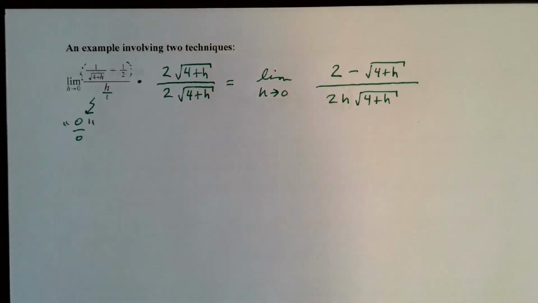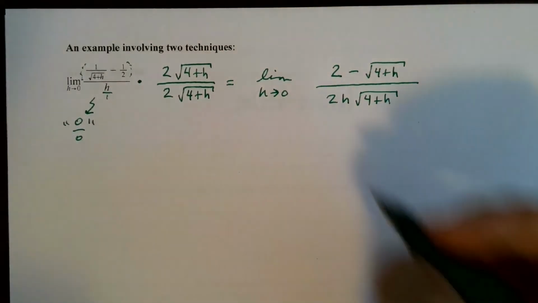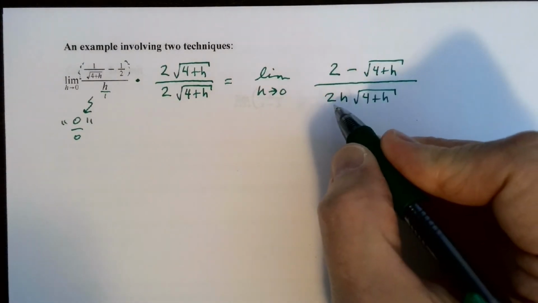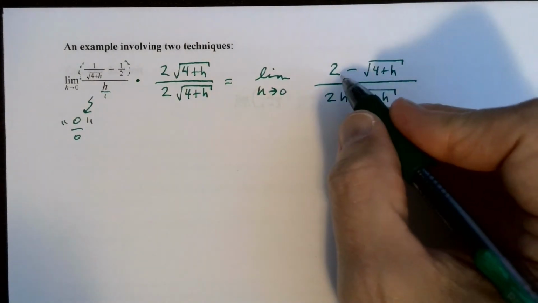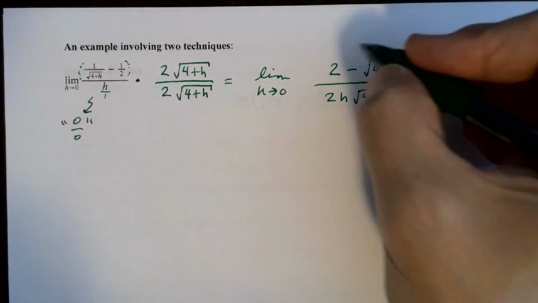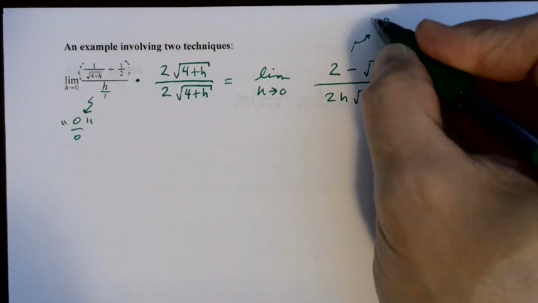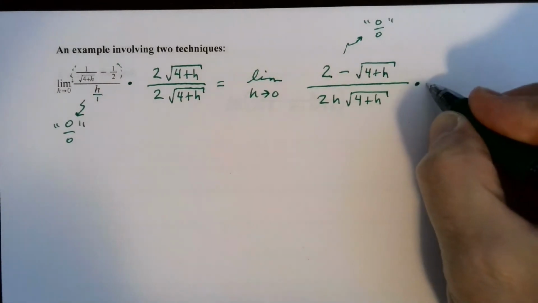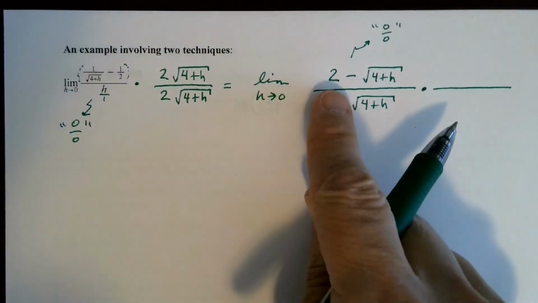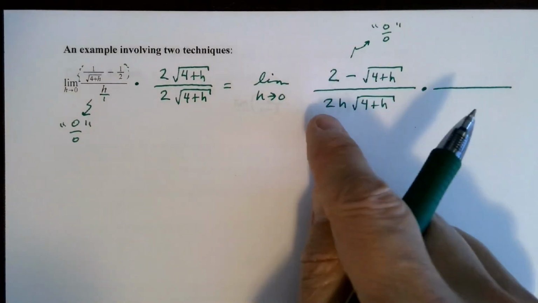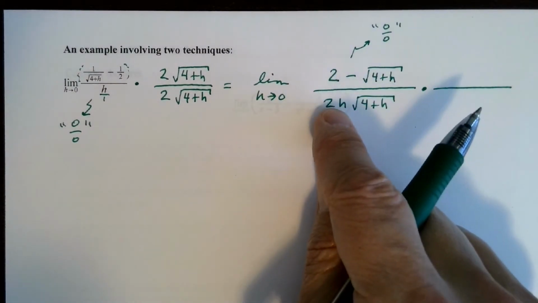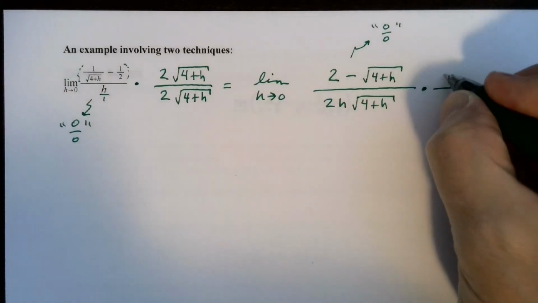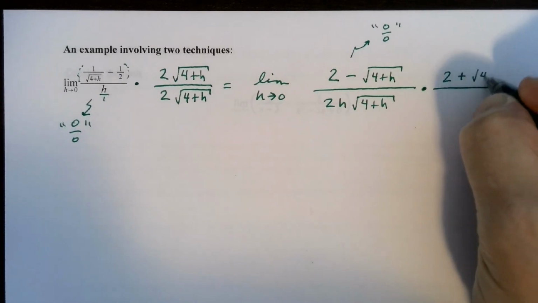Yeah, I don't have smaller fractions within my bigger fractions. But now, if I plug in h equals 0, right, I get 2 minus square root of 4 is 2. 2 times 0 is 0, right? 2 minus 2 is 0. It's 0 over 0. It's still indeterminate form. Okay. What can we do now? Well, now I'm going to use that technique of multiplying by the conjugate, and I'm going to do the conjugate up top, because notice this is 2 minus the square root of something. I'm not subtracting anything down here. This is 2 times h times the square root of 4 plus h. So I'm going to multiply by 2 plus the square root of 4 plus h.